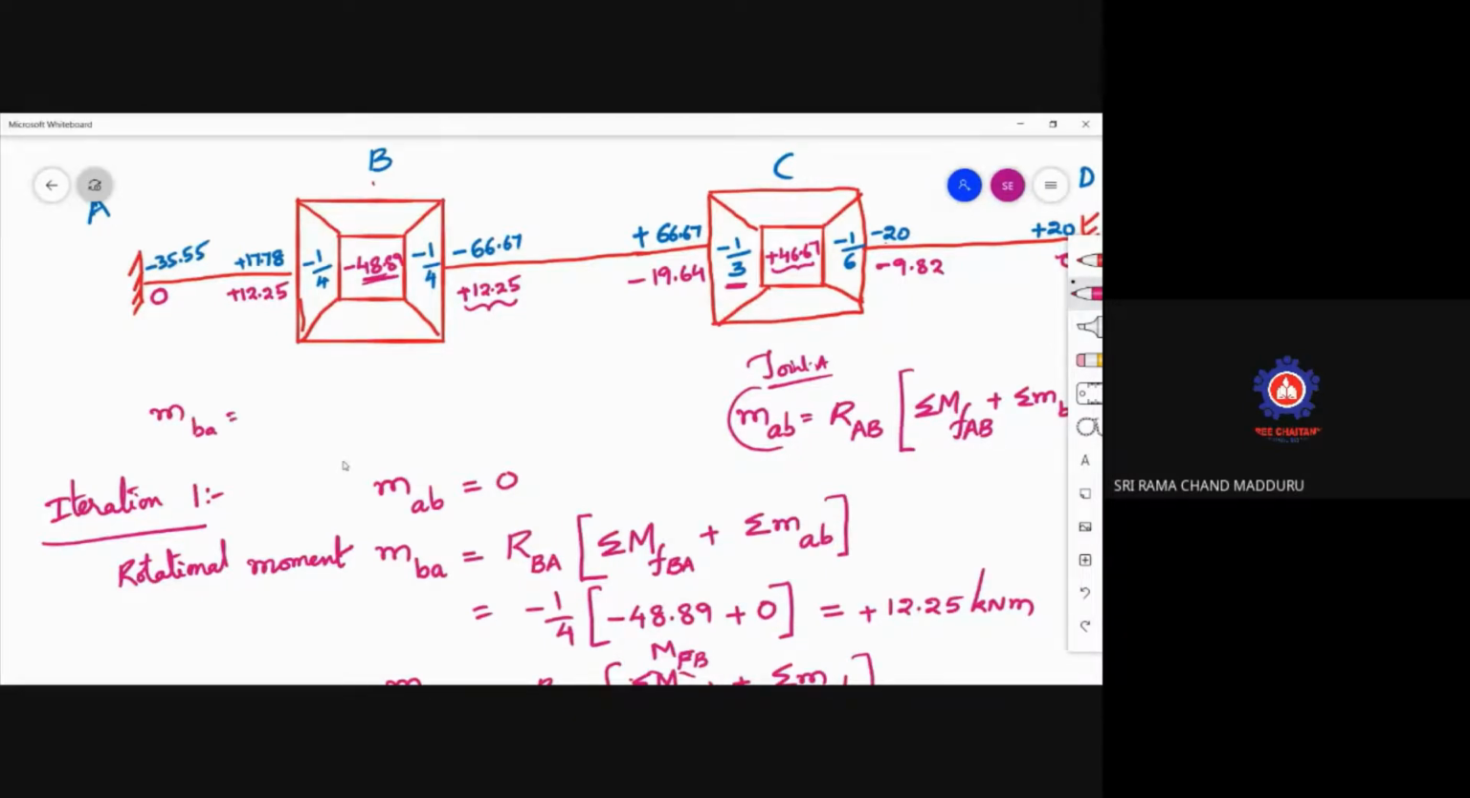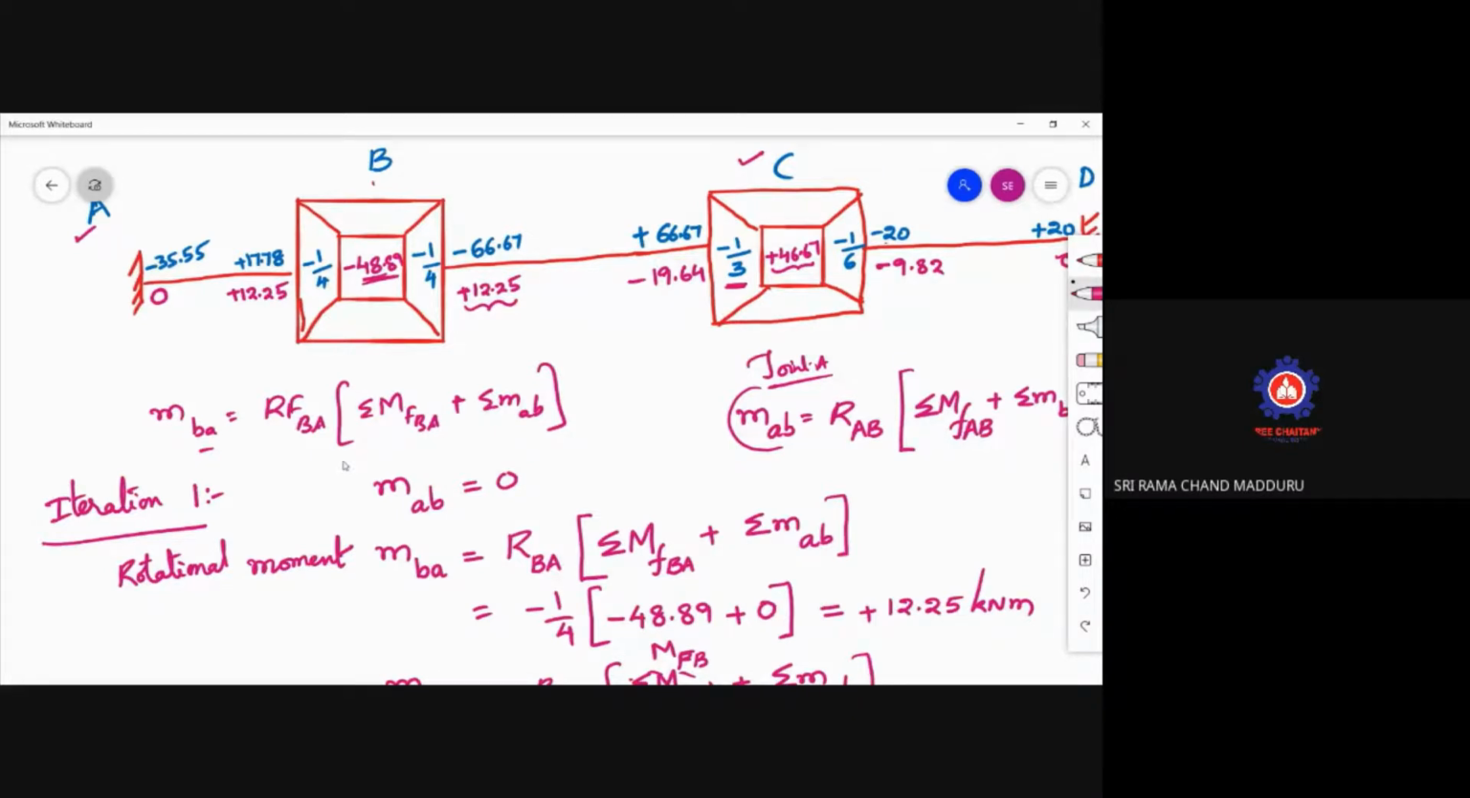Just here I will write down the formula we have written. MBA is equal to RFBA into sigma MFBA, plus sigma MAB. For BA this is AB. So the summation of the rotational moments at AB for a particular joint is nothing but the far ends are to be considered. For B, the far ends are A as well as C. The far ends are A as well as C. So now, what are the rotational moments?